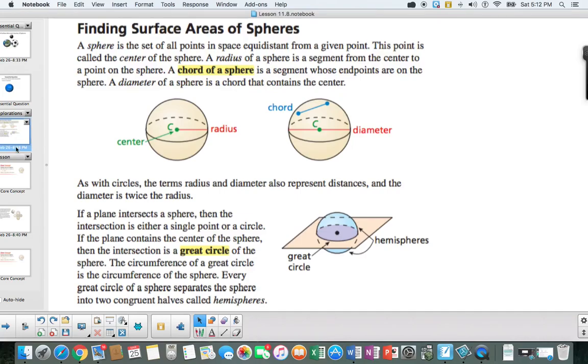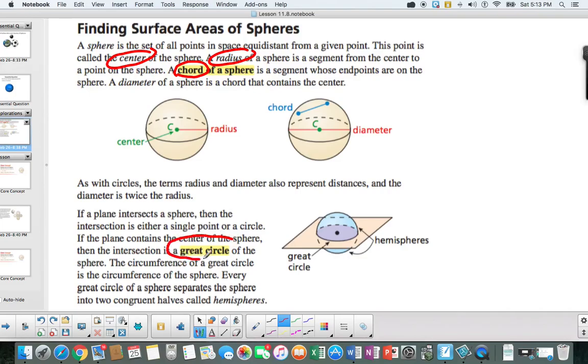It has some of the same words that we use for circles. One of the words we use is center. There is a center for the sphere. We also use the word radius. There is a radius for a sphere. And we do use the word chord: an endpoint on the sphere, another endpoint on the sphere. The longest chord is the diameter, where it goes through the center of the sphere.